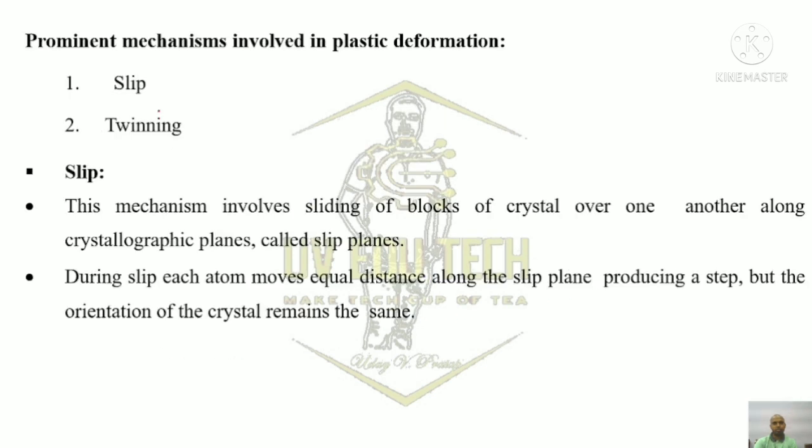There are two mechanisms involved in plastic deformation. First is slip and second is twinning. In the slip mechanism, blocks of crystal slide over one another along the crystallographic planes, which are called slip planes. During this mechanism, each atom moves an equal distance along the slip plane, which produces a step, but the orientation of the crystal remains the same.